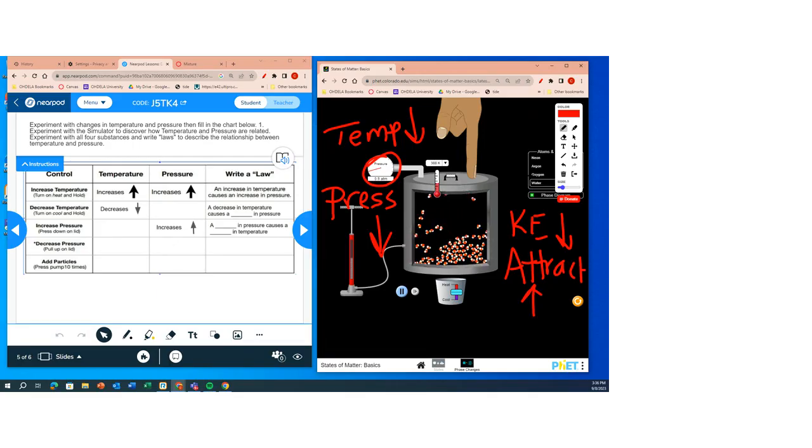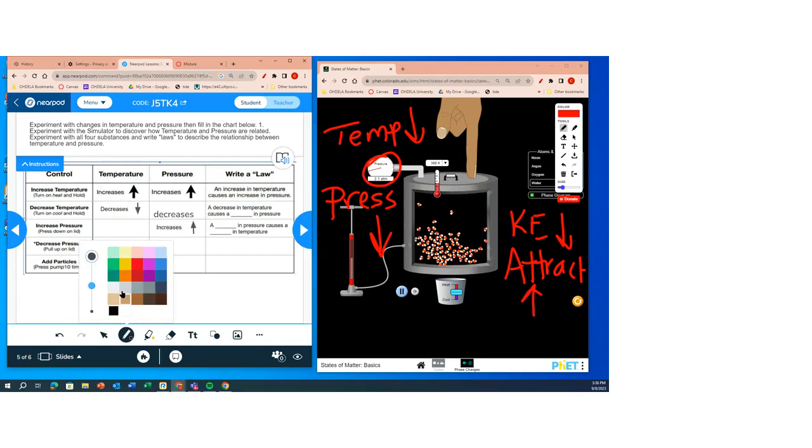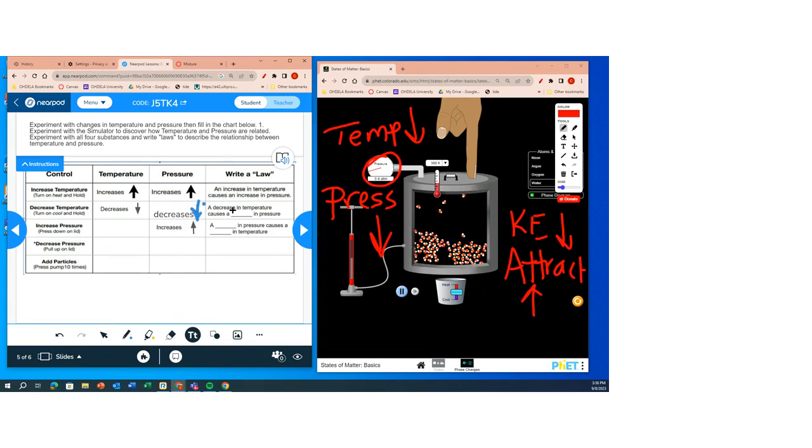So we're going to type in this particular spot here. I'm going to type: pressure decreases. And I'm going to use my pen here to put a blue arrow. Let's make it, is that blue? There's blue. A blue arrow. It also decreases.